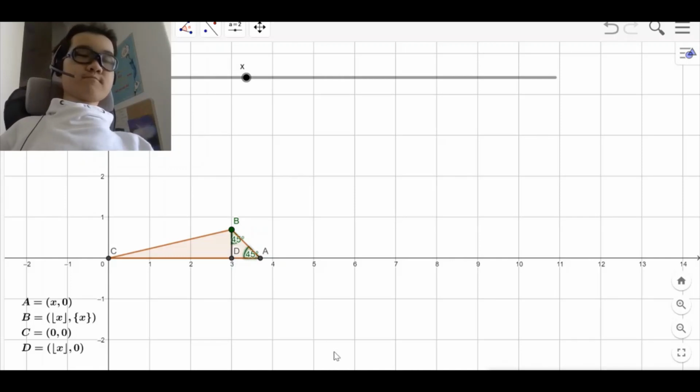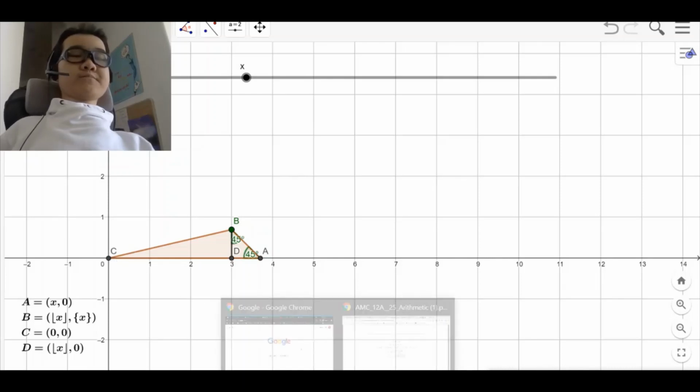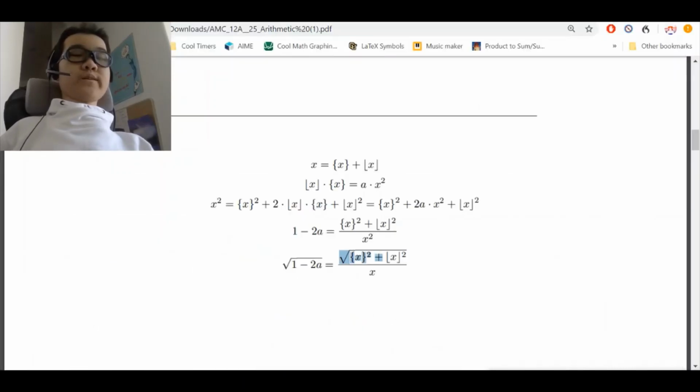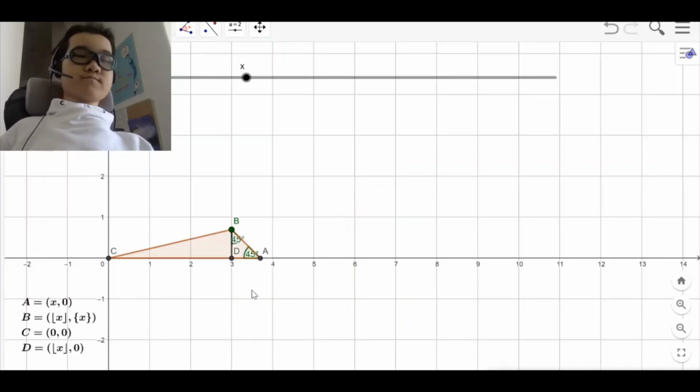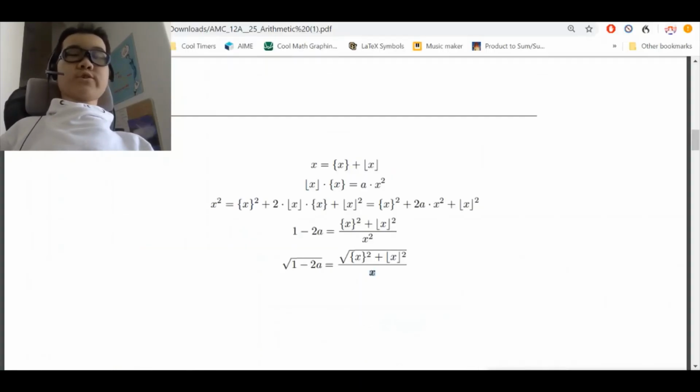Well, CD is the floor of x, and BD is frac of x, so therefore BC is, by the Pythagorean theorem, the numerator. And AC is x, which is the denominator.